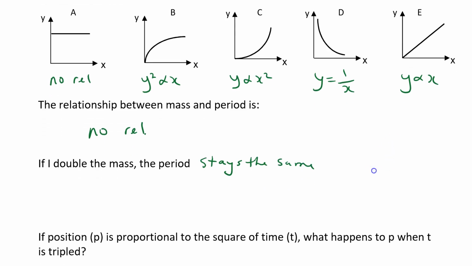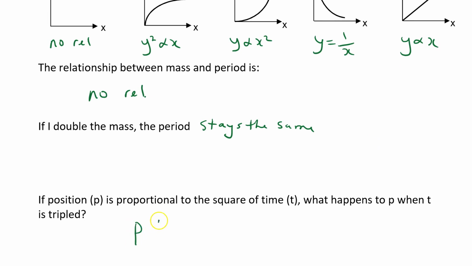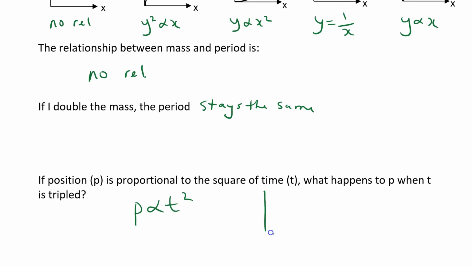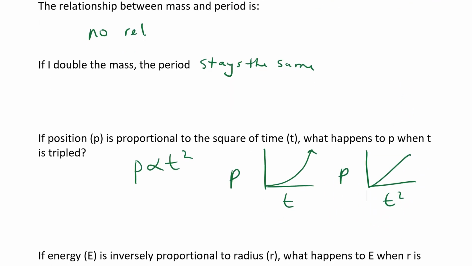If position is proportional to the square of time, okay, in other words, it would look like that. On a graph, how would that look? It would look like this, right? Or if I graphed position versus time squared, it would be a straight line. What happens to p when time is tripled? In other words, if I multiply this times 3, well, what's going to happen is this is going to get multiplied by 3 squared. In other words, it's going to get multiplied by 9 would be my answer. That the position would be multiplied by 9.